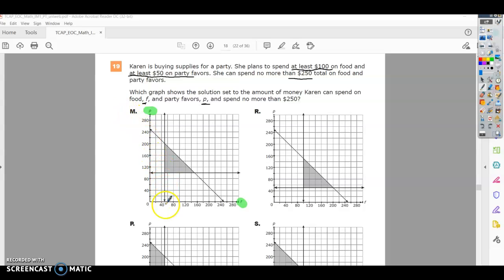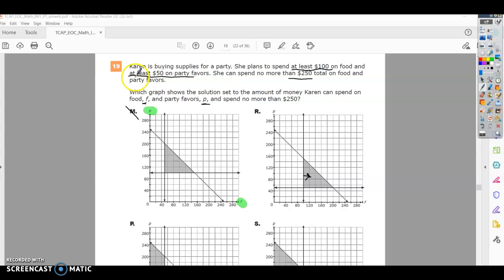Letter M says this is probably around $50, and it looks like the food, because that's your F, your food, is around $50. So we know that's not the correct answer because it says at least $100. All right, if we come over to R, if you come across here where it says food, that looks like that is 100 and it's more than 100. So that would be at least $100.